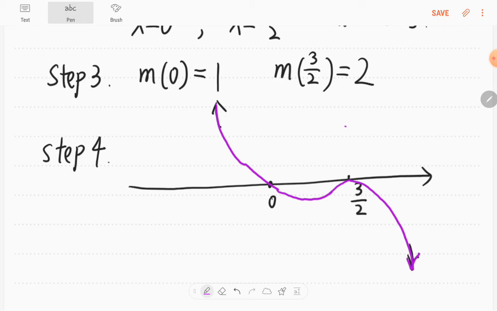From this graph, for this part, when x is less than 0, f of x is greater than 0, so we use the plus sign for this region. For this region, f of x is less than 0, and for this region, f of x is less than 0. The reason I introduced greater than 0 and less than 0, positive or negative for each region, is that it's very important when we consider polynomial inequalities.